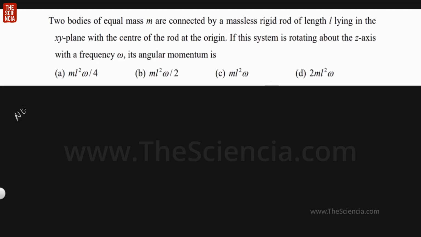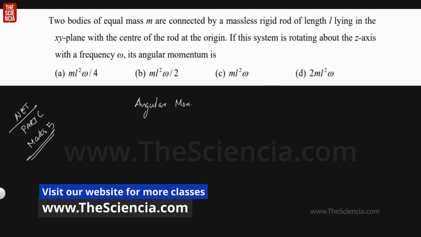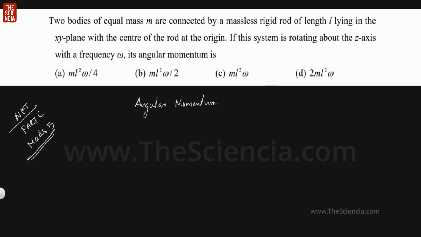See another net problem. It's also a part C problem. That means 5 marks question. You look at the problem, it is very simple. You can answer within 5 seconds. That means simple problems are what they are asking in the C part. So how we can solve this problem? Here the problem is about angular momentum. All of you are qualified +2.